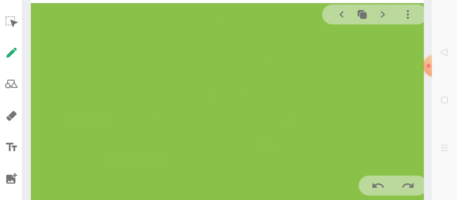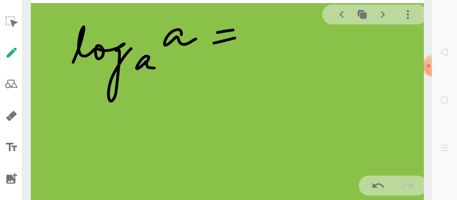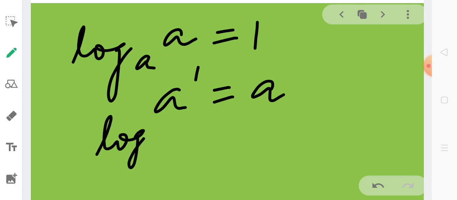Now I am simply writing down once again how I have obtained this one. Now you must be knowing this, that a raised to the power 1 is equal to a, isn't it? So obviously log of a, to what power must a be raised? If the base is a, to what power must the base a be raised in order to represent this number? Obviously, it should be raised to the power 1. That's why log of a for base a is equal to 1.